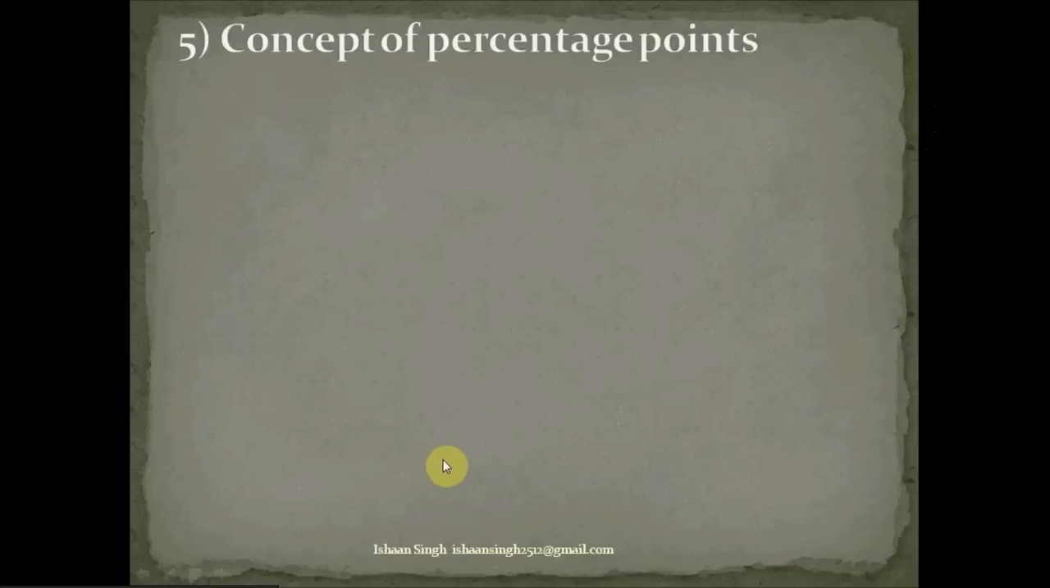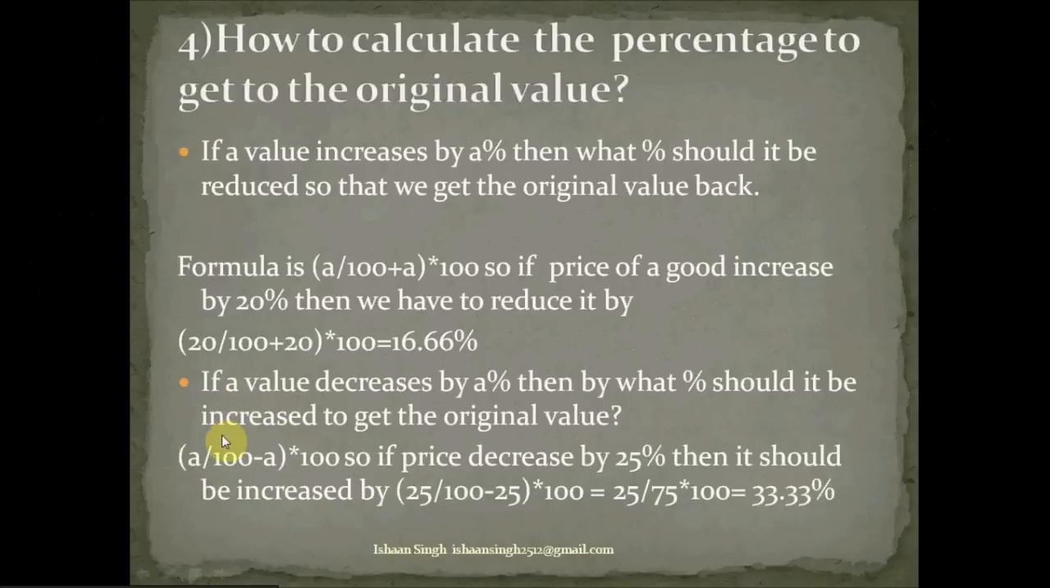I'm sorry, I have to go back to the previous slide. Yeah, so here it is. It says a upon 100 minus a into 100. So if the price decreases by 25%, then it should be increased by 25 upon 100 minus 25 into 100, which is equal to 25 by 75 into 100, which is equal to 33.33%.